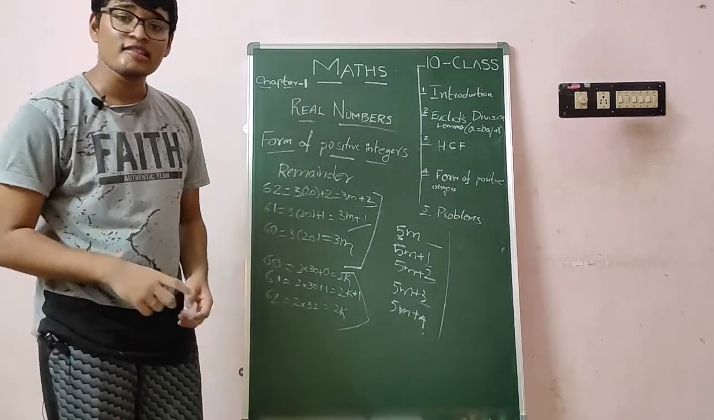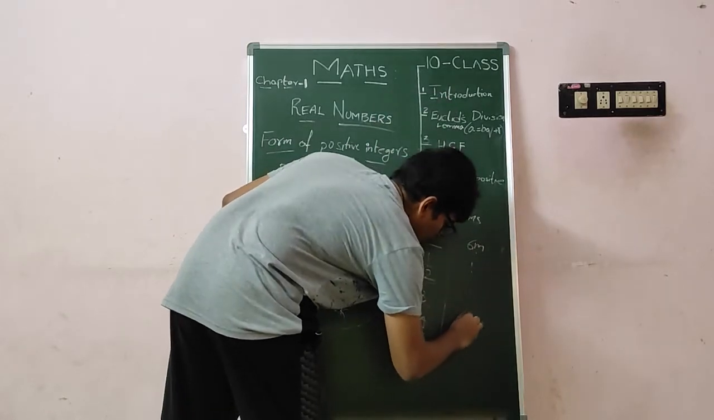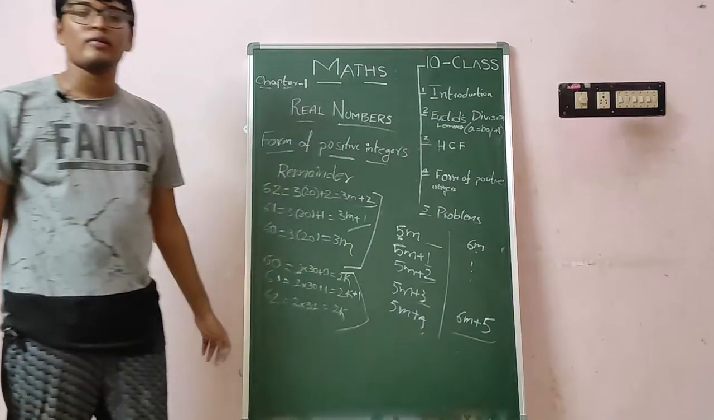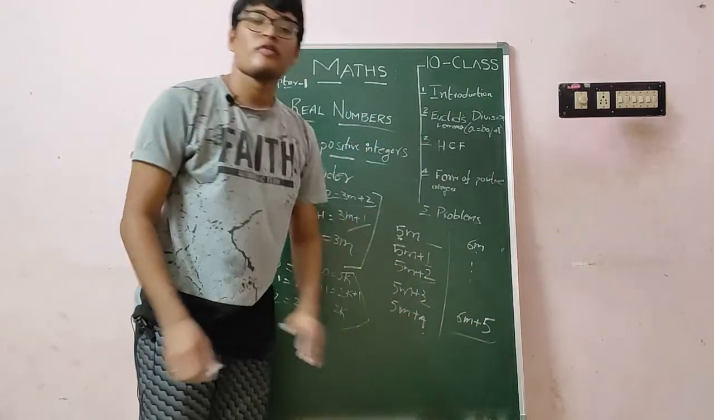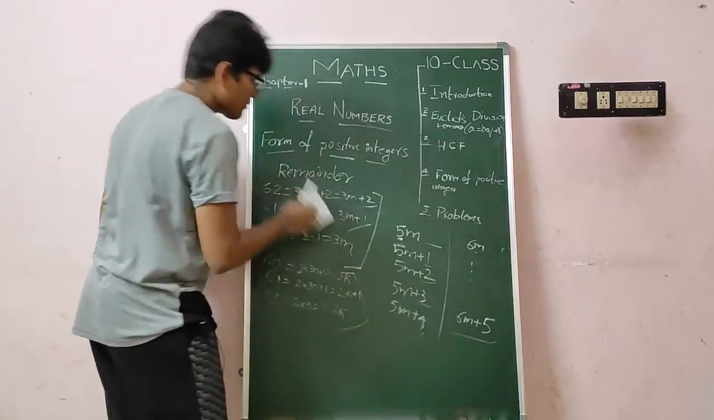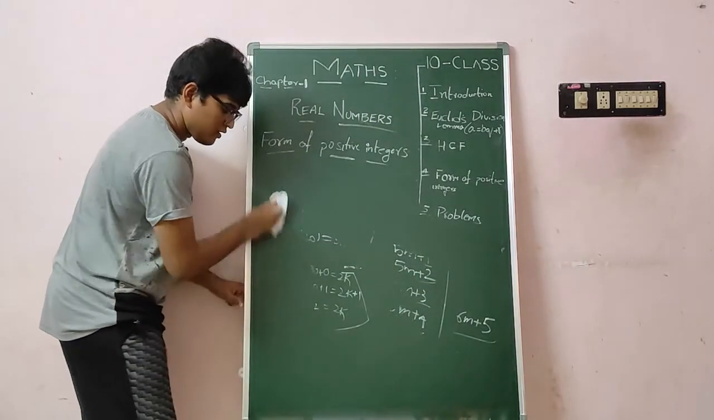If you are asked to write any number in terms of 6, or in terms of 7, you follow the same pattern. If you ask with 6, you start from 6m and go till 6m plus 5, because you can't go further. I think this is clear, students. To make it more understandable, we will see more in the next class.